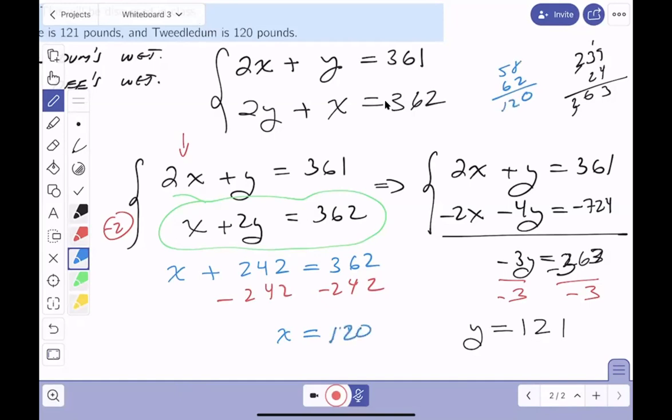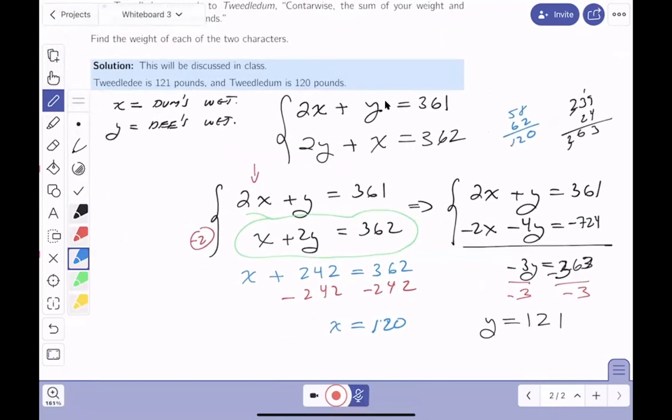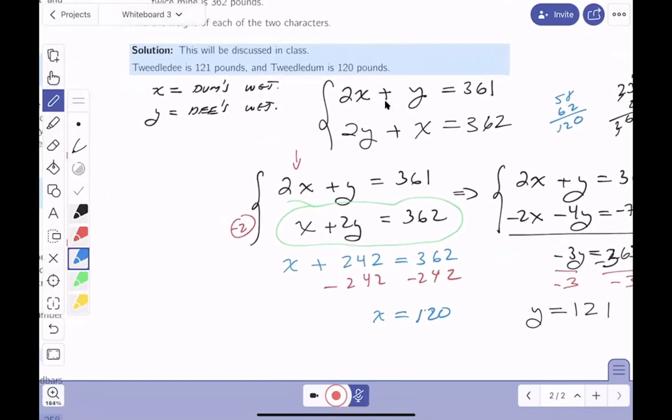All right, what do those things mean? Let's make sure we know what they mean. It means Dum's weight and Dee's weight. So what's X? X is 120, so that's Dum's weight, 120. And these are pounds, by the way. And what's Dee's weight? 121. Let's see if we got it right. Tweedledee, I'm calling him D, is 121 pounds. And Tweedledum, 120 pounds. Not bad.